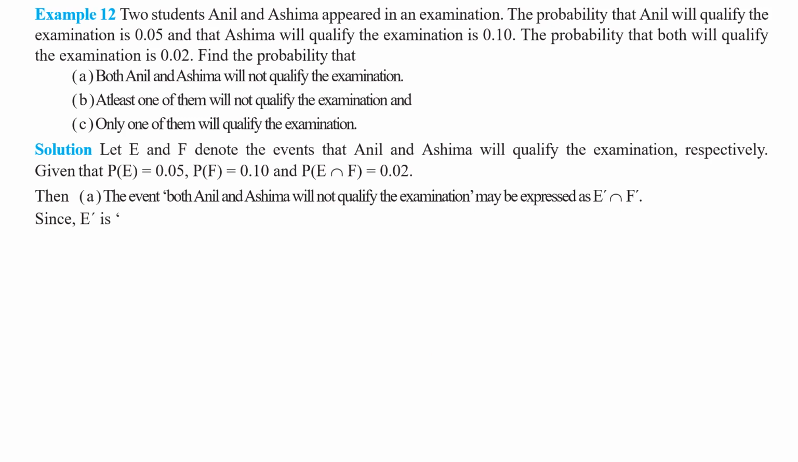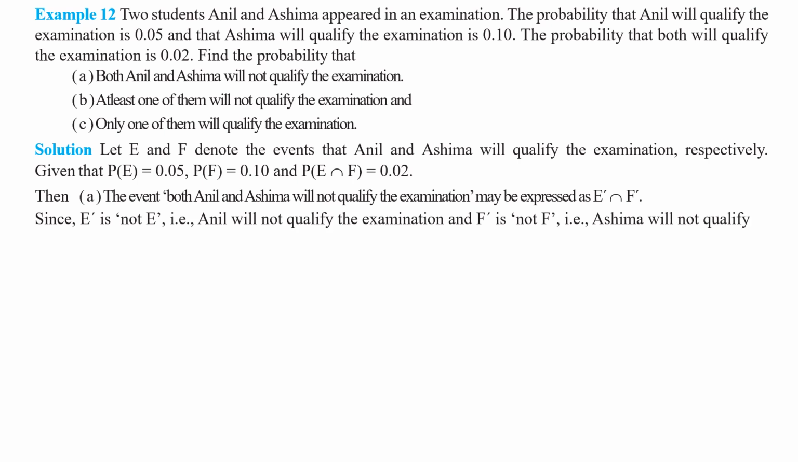Since E dash is not E, that is Anil will not qualify the examination, and F dash is not F, that is Ashima will not qualify the examination. Yes or no, my children? E dash denotes Anil will not qualify the examination. F dash denotes Ashima will not qualify the examination. Okay, my children?